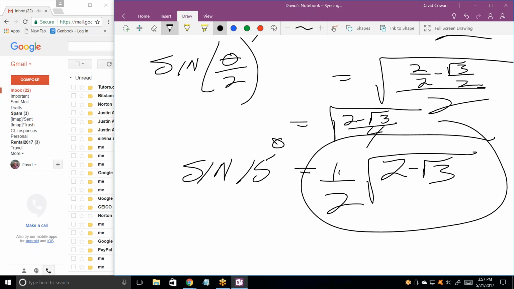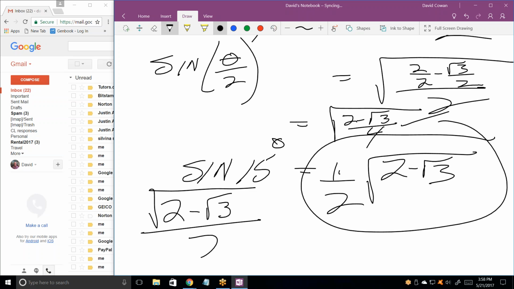You would not want to leave an answer like that, because that's the square root of 2 minus root 3 all over the square root of 4, and the square root of 4 is a whole number. So when you can take a whole number outside of a radical sign, always do it. Now this answer I could put in a variety of ways. That's probably the most straightforward.